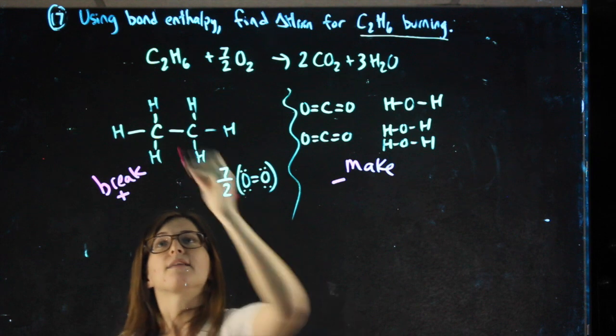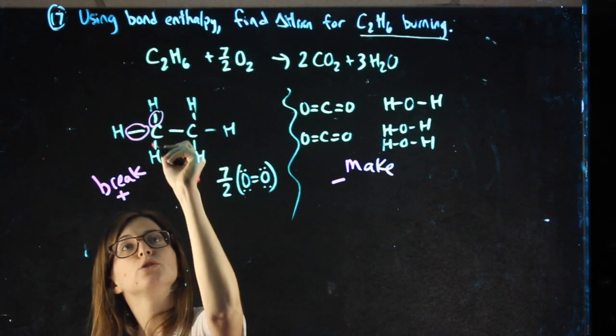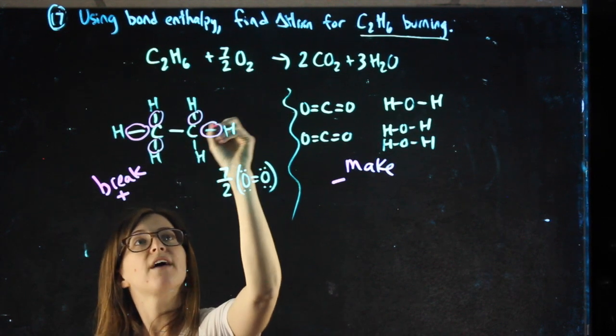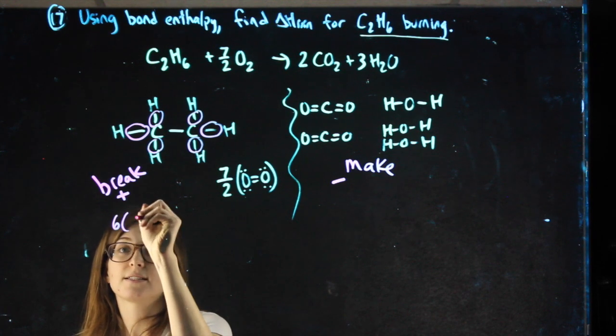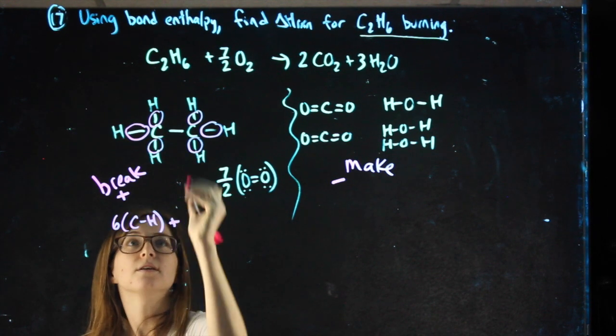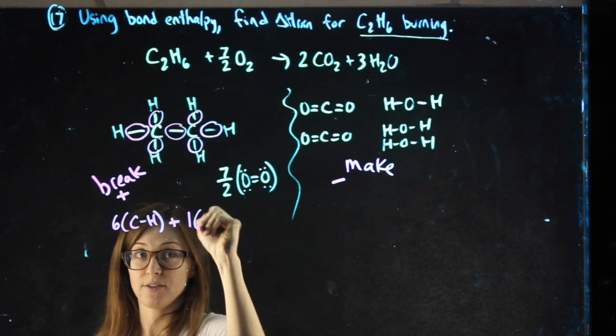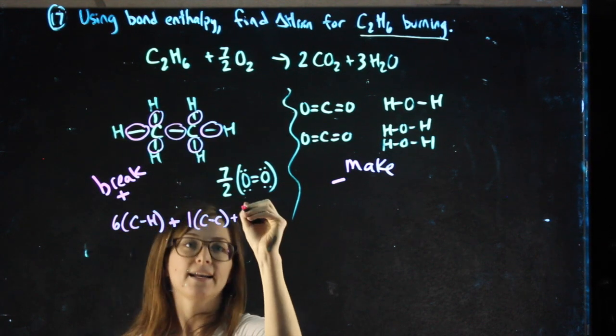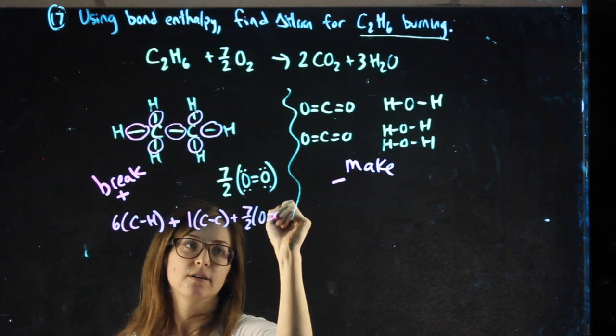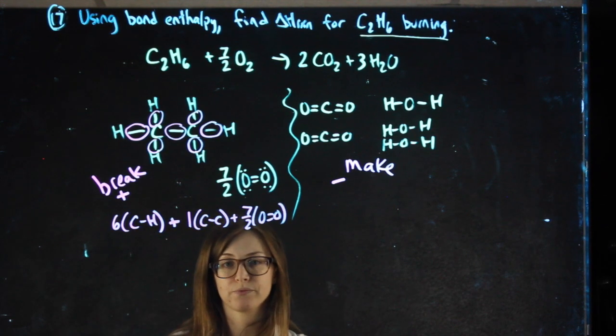Of the things I'm breaking, there's a CH bond, 2, 3, 4, 5, 6. 6 C to H bonds. I haven't yet accounted for this C to C bond, only one of them. And I have 7 halves O double bonded to O.